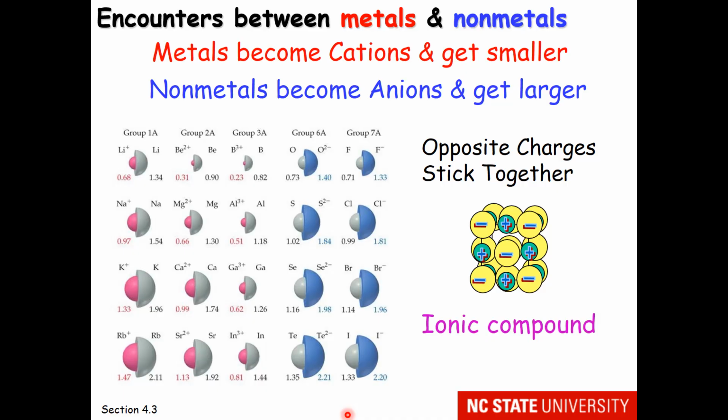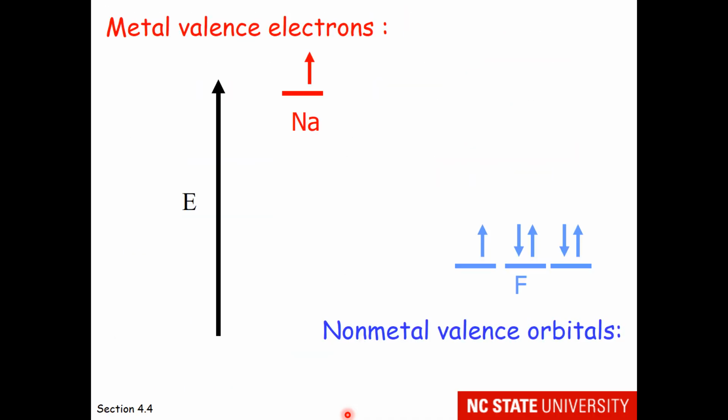And because opposite charges stick together, these cations and anions form an ionic compound. So if we think about the interaction that occurs between metals and nonmetals when they get together, metal valence electrons are far away from the nucleus. Nonmetals have empty slots in their valence orbitals that are close to the nucleus.